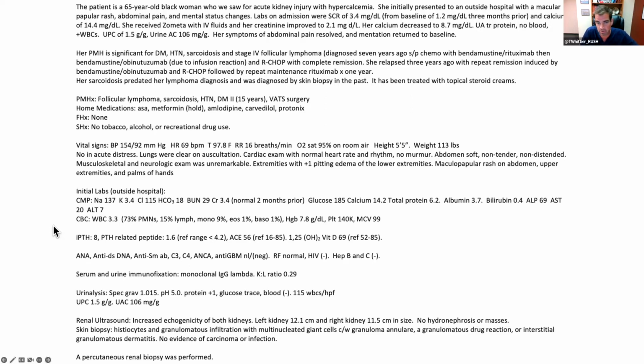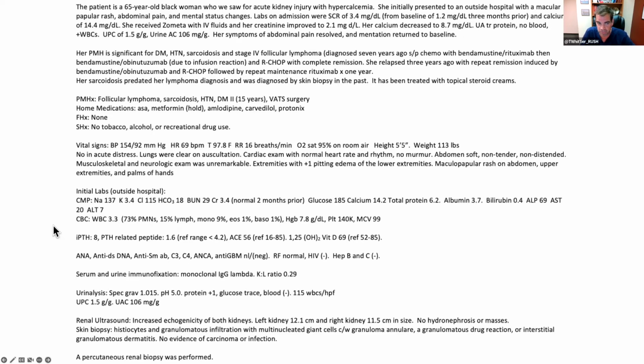On exam, the only thing that was really remarkable by the time we met her, which was again after her mental status had improved, was that she had this resolving, darker pigmented maculopapular rash, which was on her abdomen, upper extremities, and palms of hands. There were pictures of it, but they weren't that impressive because I think it was already resolving. But there wasn't really that much else that was significant on exam.